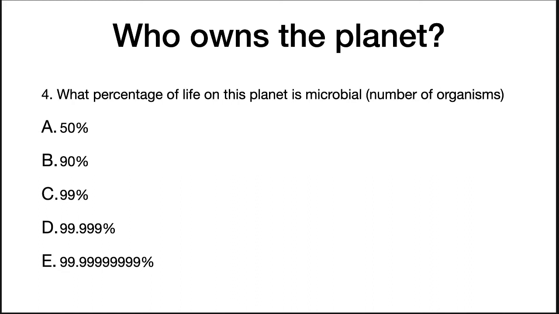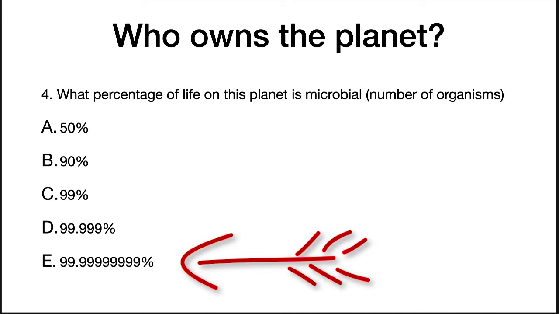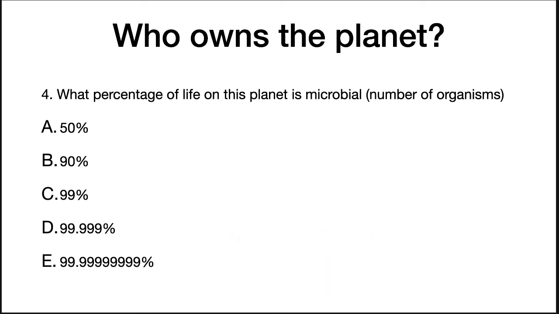Rough estimates figure there are 2 times 10 to the 19th animals versus 1 times 10 to the 30th bacteria. That works out to be 99.99999999% of the world's life is microbial. But wait a minute, Dr. Postjan. Macroorganisms are much bigger. One human weighs a lot more than one microbe, so this really isn't a fair comparison.